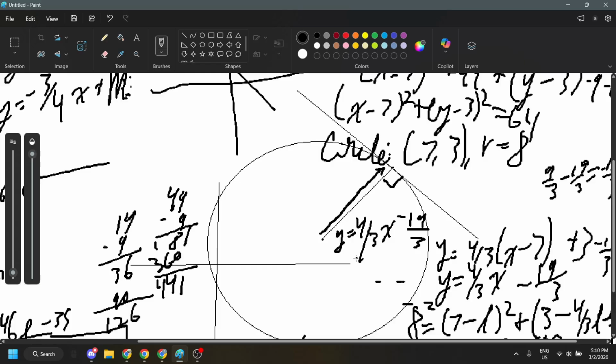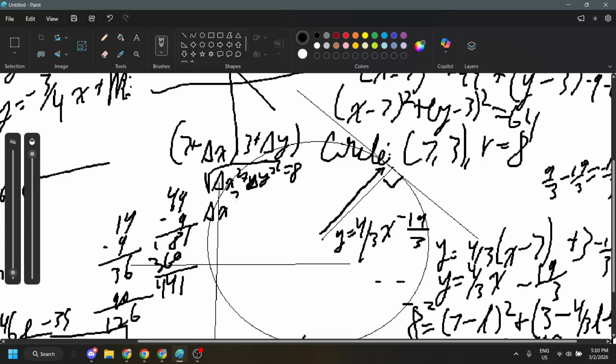Well, we're going to have two values. It's clearly going to be larger than 7 and larger than 3. Our point is going to be 7 plus delta x and 3 plus delta y, and the root of delta x squared plus delta y squared is equal to 8, so delta x squared plus delta y squared is equal to 64.